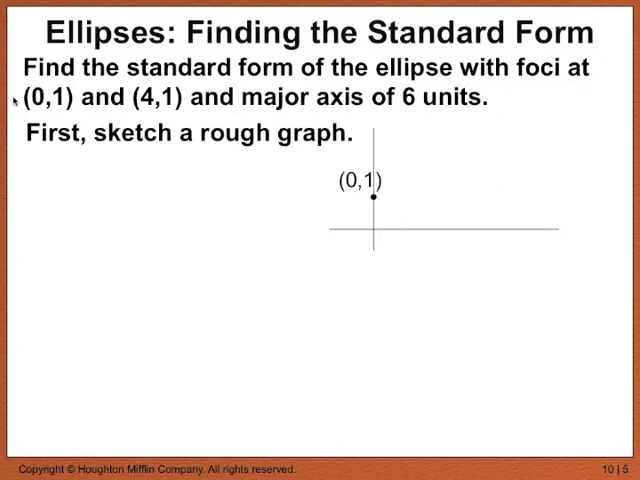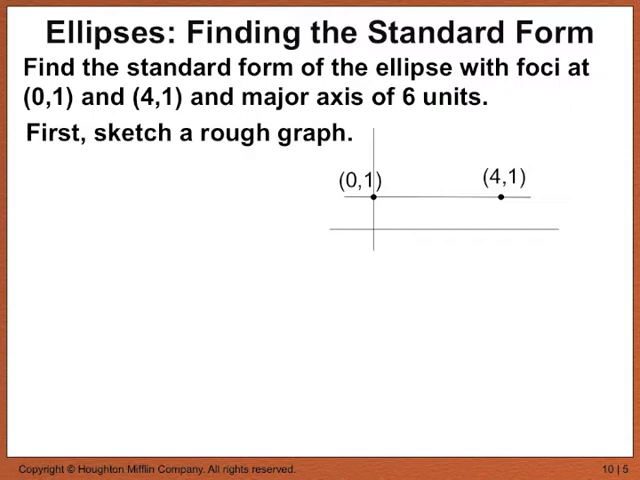So we know that (0, 1) is one of the foci. We also know that (4, 1) is another one of the foci. So we have a focus at (0, 1), another focus at (4, 1). We also know that the major axis is 6 units. So I can draw the major axis, and this has a length of 6. It just includes the 4 between the two foci and 1 on each side, so 6. And I know that it's centered because that's the nature of an ellipse.